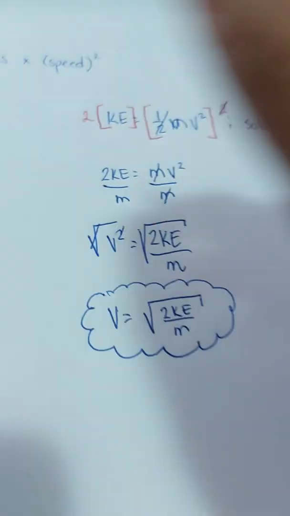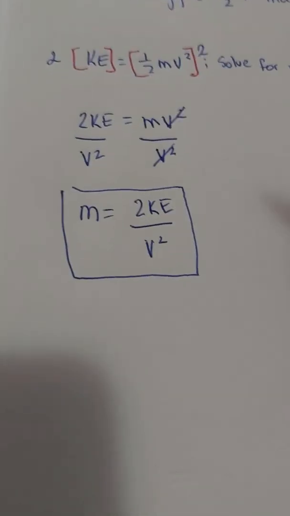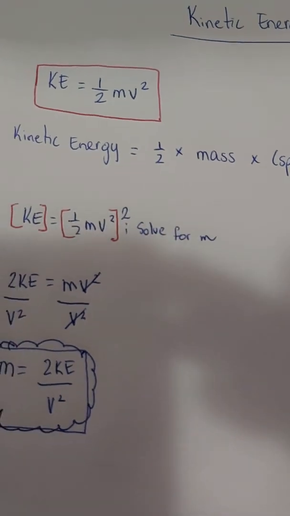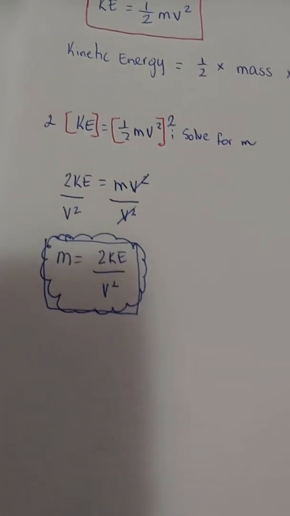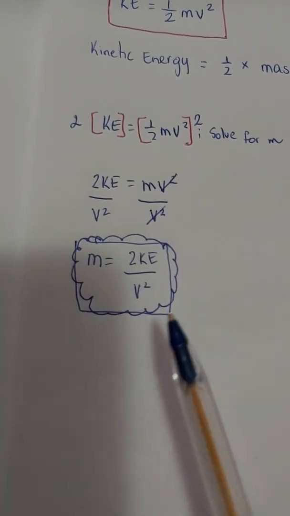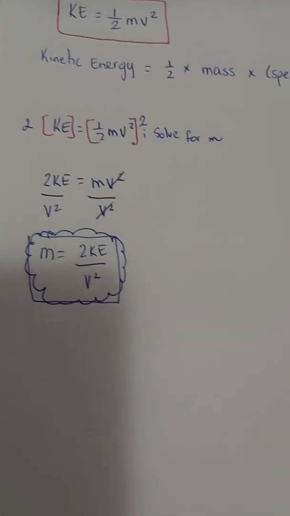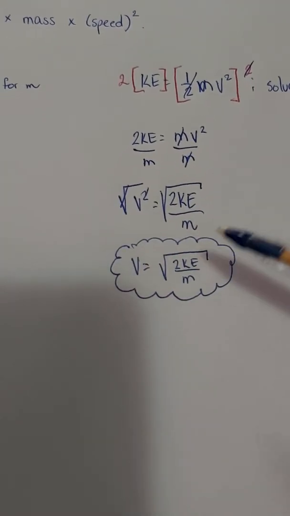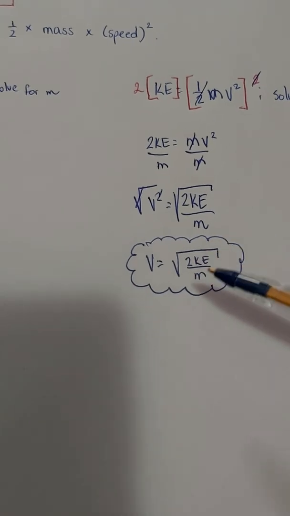So these will be the formulas that we're going to be needing for practice B. Okay? So kinetic energy, again, equals 1/2 mass times velocity squared. Mass is equal to 2 times the kinetic energy divided by velocity squared. And velocity equals the square root of 2 times the kinetic energy divided by m.